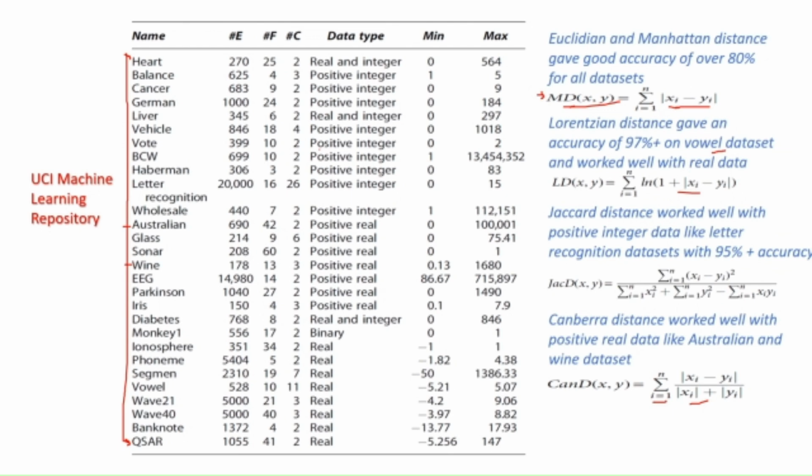But there was one distance measure which outperformed every one of them in every dataset, and that is Hassanat distance. This obtained the highest accuracy of all in all the datasets. This basically finds the non-convex distance between 2 points. So what is a non-convex distance?